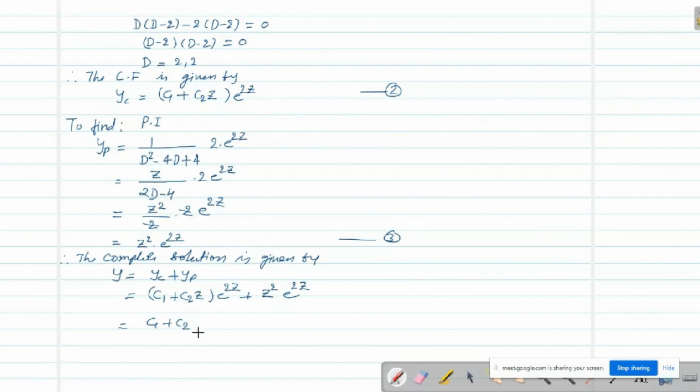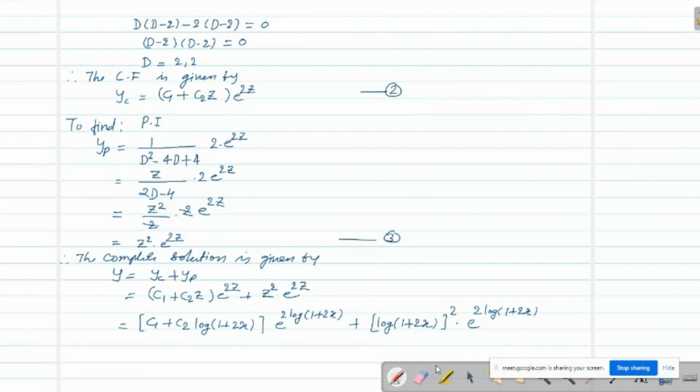Just write down c1 plus c2. So z we have log of 1 plus 2x, into e raised to 2, and just write down log of 1 plus 2x. And plus this z is log of 1 plus 2x the whole square, into e raised to 2 times log of 1 plus 2x.